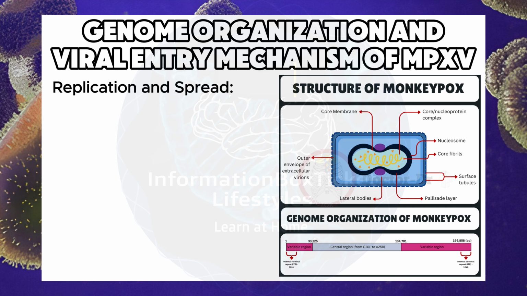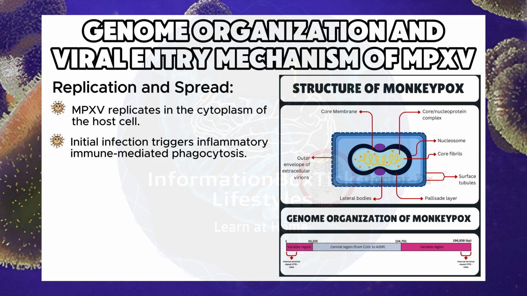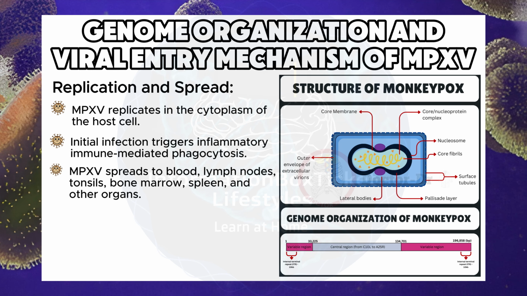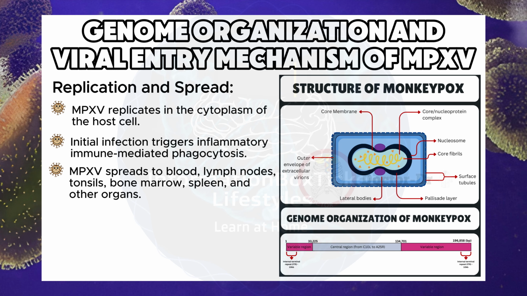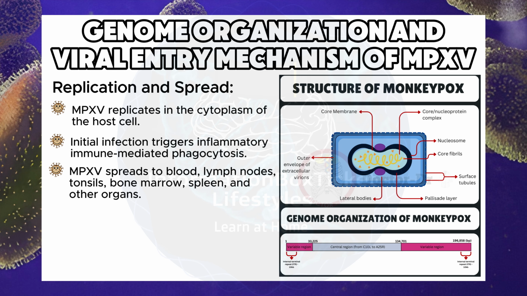Replication and spread. MPXV replicates in the cytoplasm of the host cell. Initial infection triggers inflammatory immune-mediated phagocytosis. MPXV spreads to blood, lymph nodes, tonsils, bone marrow, spleen, and other organs.